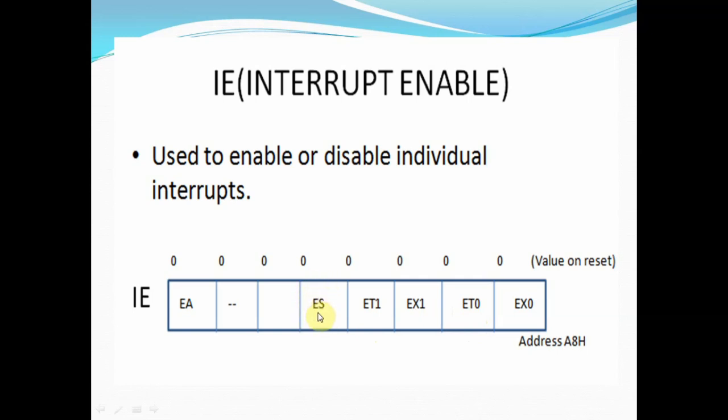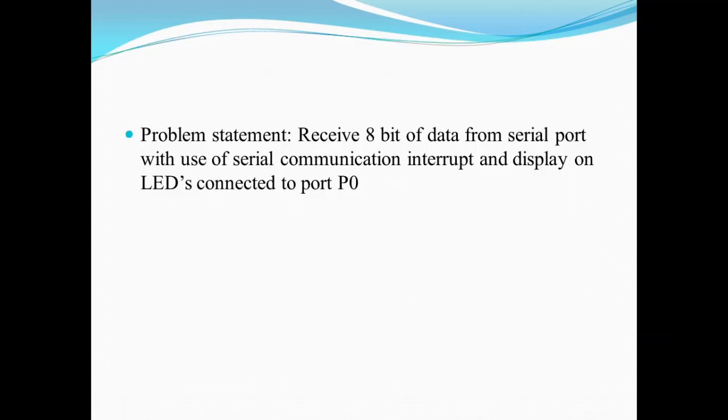But as we have already seen, whenever we want to enable a particular interrupt, we also have to enable the EA bit. So in this case we will make EA equal to 1 and ES equal to 1, and all the other bits will be equal to 0. So 1 0 0 1 0 0 0 0. If we see this pattern, it comes out to be 0x90. So in the main program we are going to give this value to the IE register, which indicates that we are enabling the serial communication interrupt.